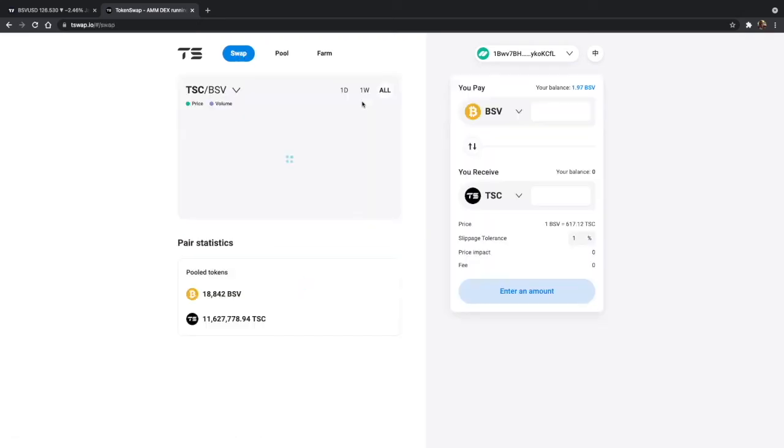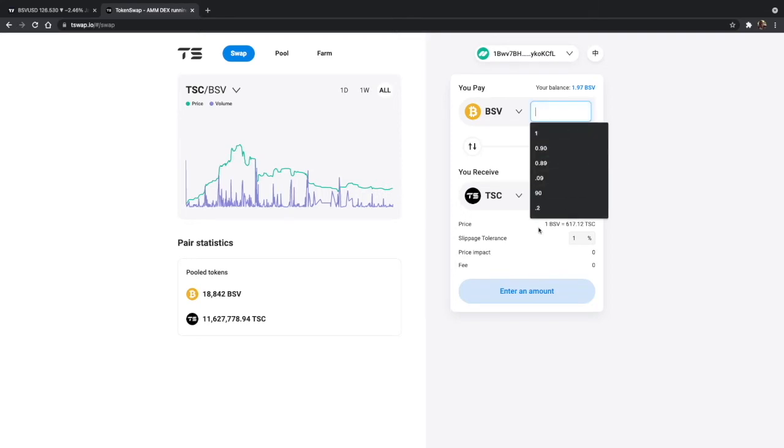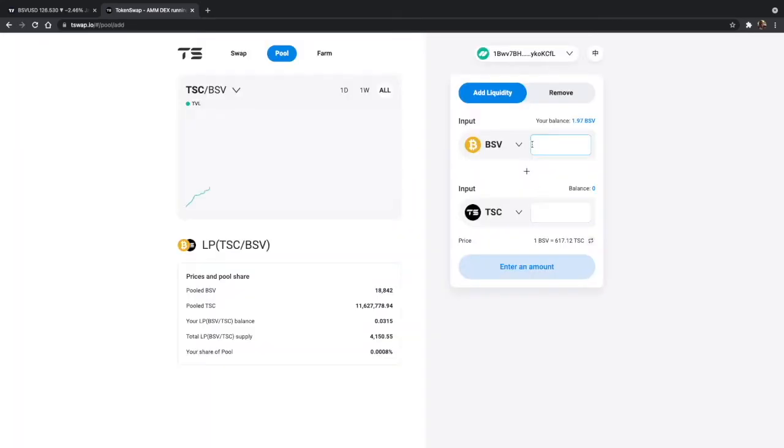And so when you come here and you have a balance of 1.97, or a balance of 2, then you would do 1 here to transfer to TSC, and then you would have 1 BSV here, and you'd have 617 in your balance here. Okay? My balance right now of TSC is obviously 0 because I've pulled whatever I had, and it's not much because I'm just trying it out. So then you pool it, then you have your balance, and your balance is your BSV to your TSC.